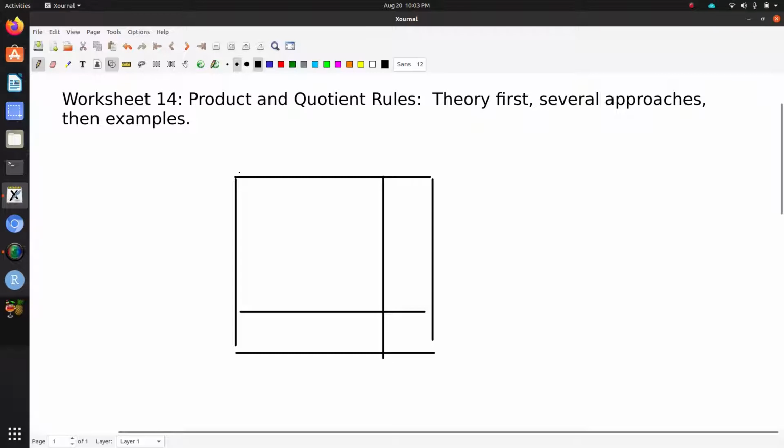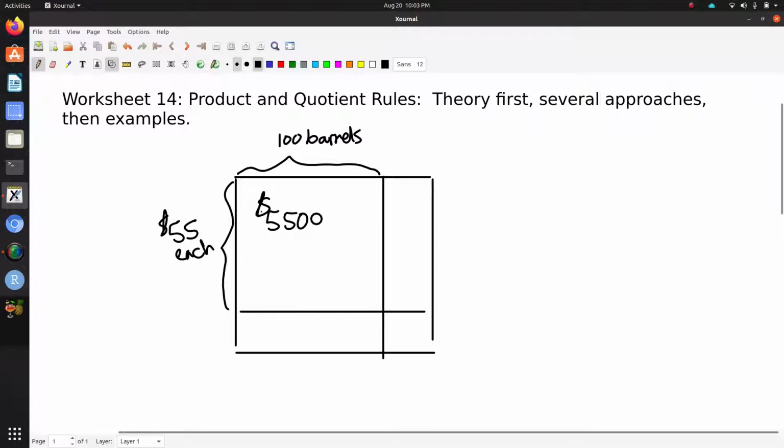Let's say that this represents that I'm selling 100 barrels of something, anything. And here's the price at which I'm selling them. I'm selling them at $55 each. So then the amount of money I get is $5,500. That's the total amount of money I'm getting for selling 100 barrels for $55 each. Maybe that's one day. One day I do that.